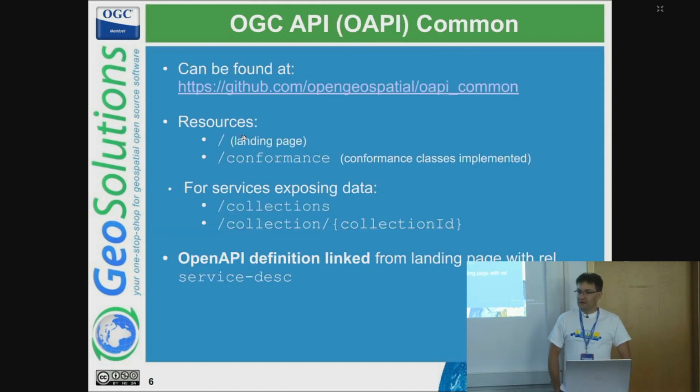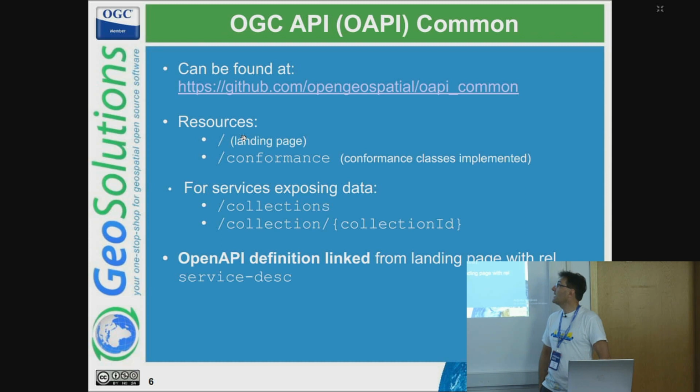The common part is specified in OGC API Common, which you can find at that address. It adds the idea of a landing page, which is your entry point to an API. A conformance declaration, which is a list of conformance classes that specify what your specific implementation does and, by extension, does not do. For services that do expose data, not all services do, you then also have collections and the notion of a single collection resource.